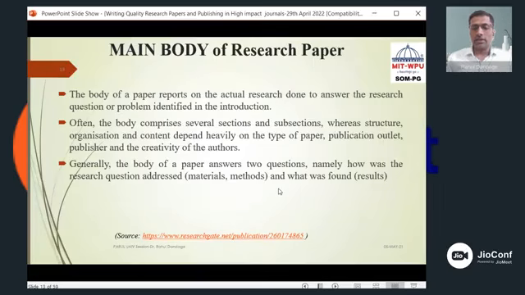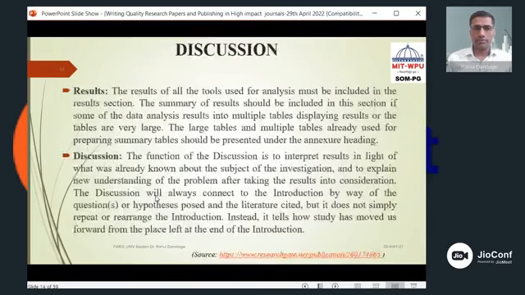And finally, how we have started and where we have finished. This entire research journey we have to incorporate into the main body. Then the last part of our research paper is discussion. Under discussion, there will be various heads, various elements which we need to incorporate.